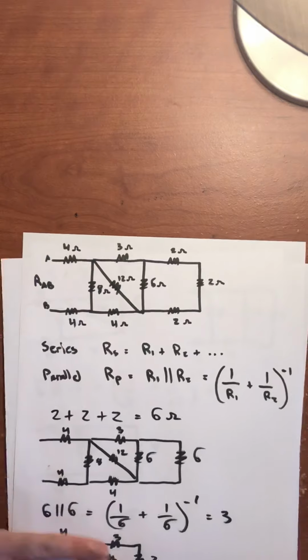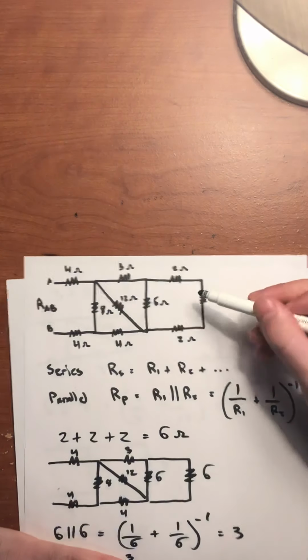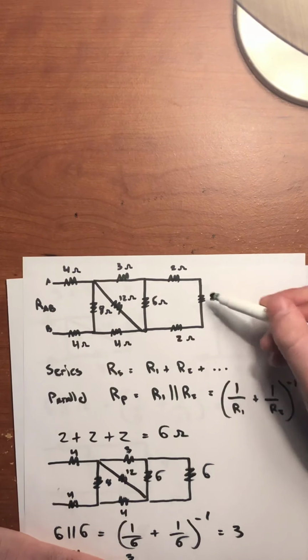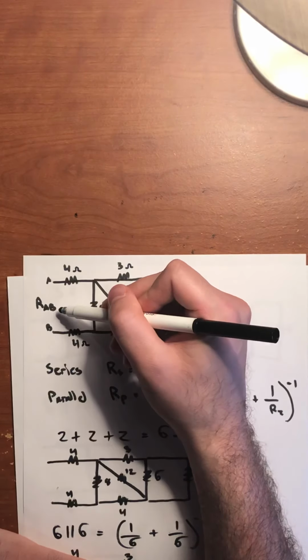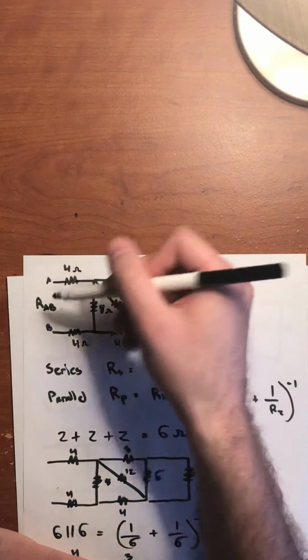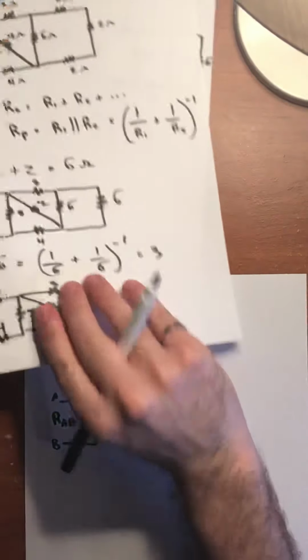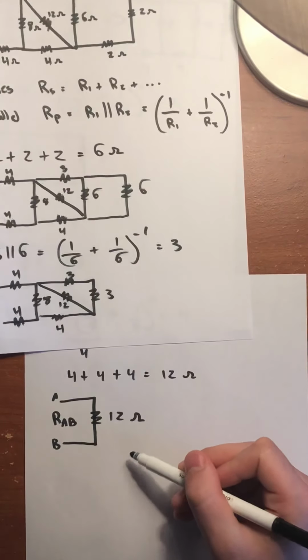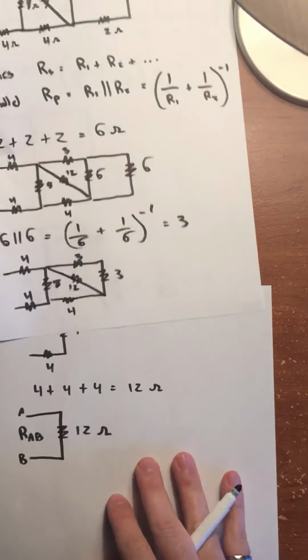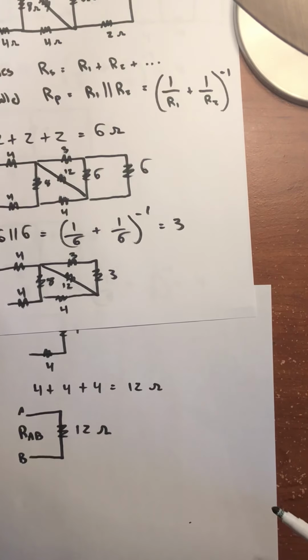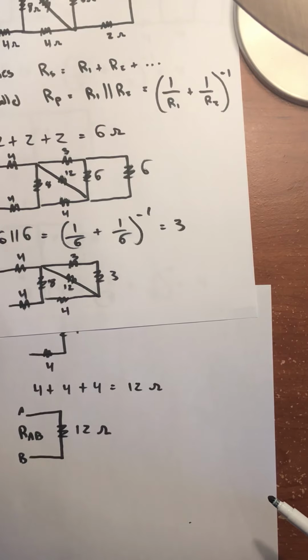As we can see, we started with a very complex circuit like this, and we started at the very end and worked our way all the way to the left-hand side to find the equivalent resistance R_AB, which turned out to be 12 ohms. So this is just a simple example of finding the equivalent resistance of a purely resistive network. Awesome. Thank you.